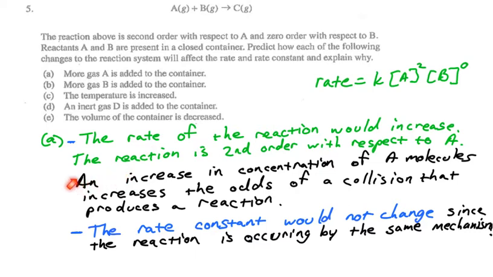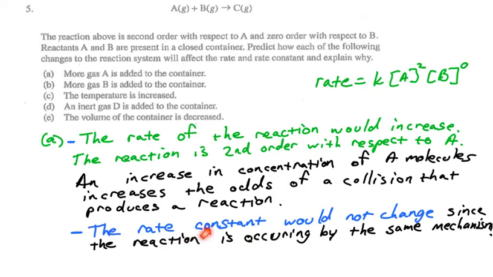And then part D, an inert gas, D, is added to the container. You notice the inert gas is not in the equation. So remember, inert gases can be a little bit tricky. They definitely do not affect the rate, nor would they shift the equilibrium if we were talking about equilibrium. Inert means does not react with anything in there. That's what inert means. Like the noble gases are inert gases. So an inert gas would have no impact on the rate or rate constant, since it does not impact the partial pressure or concentration of A or B.